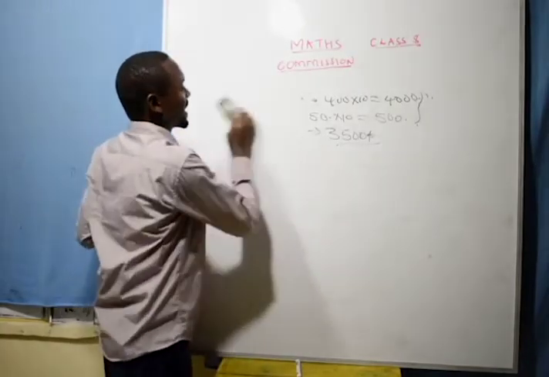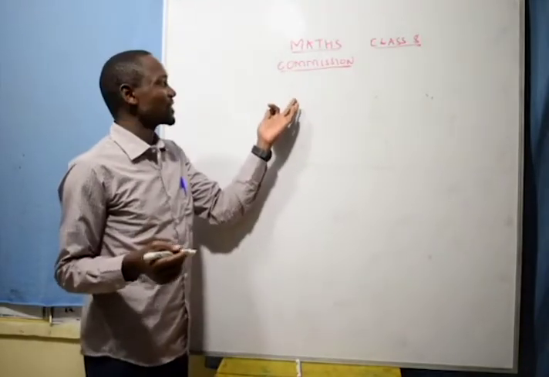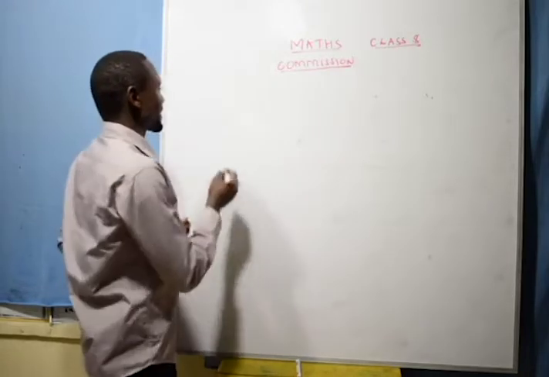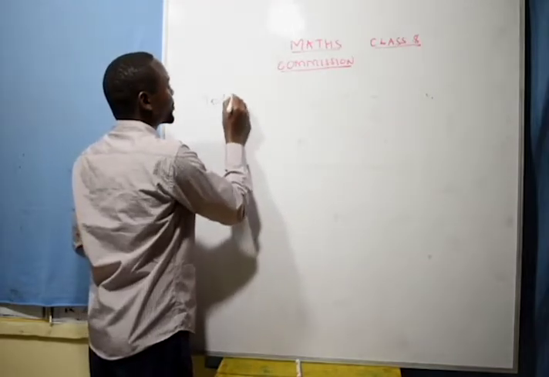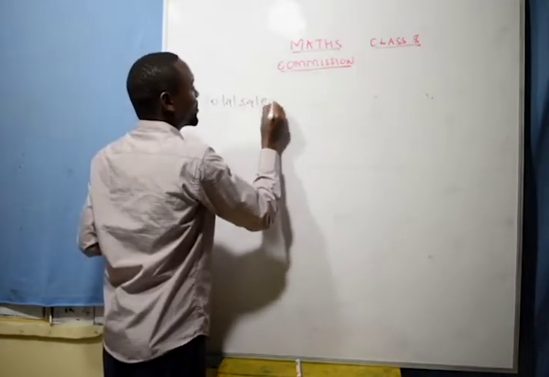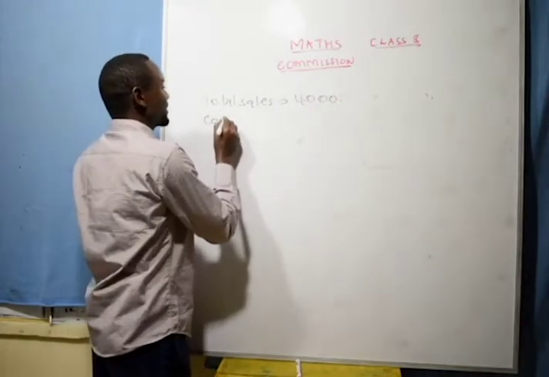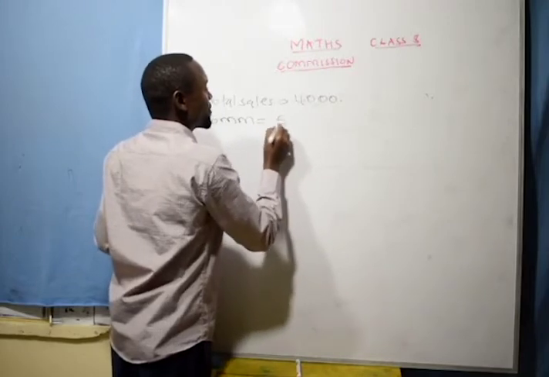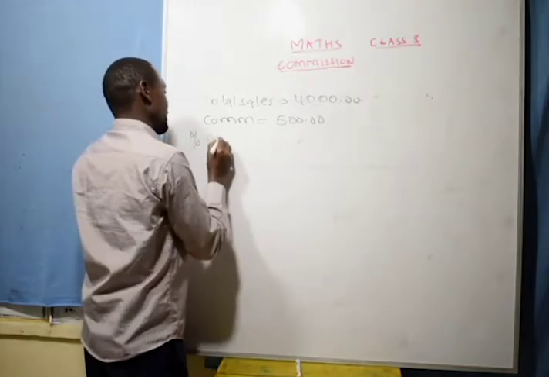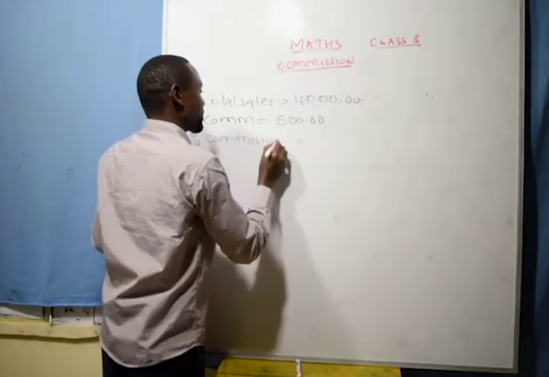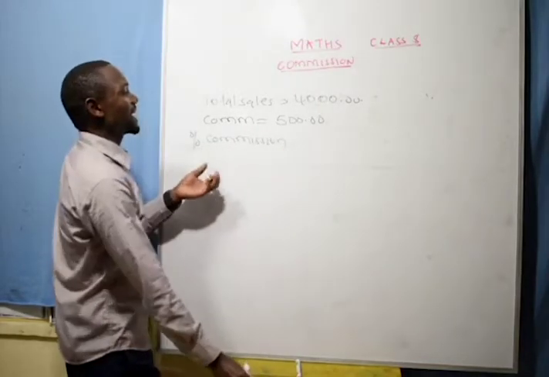So I say commission is the amount of money that is deducted from the sales to reward the sales agent. For example, the total sales, you sell goods worth 4,000 shillings, and you are given a commission of 500 shillings. How do we get percentage commission? Commission still can be expressed as a percentage.